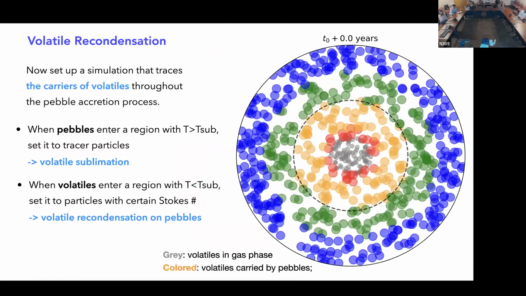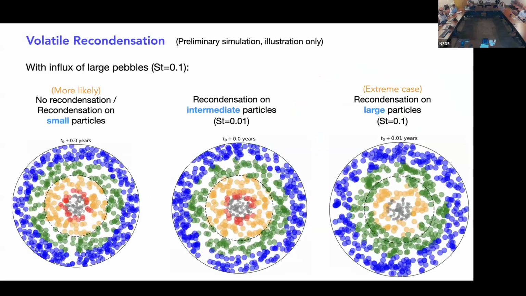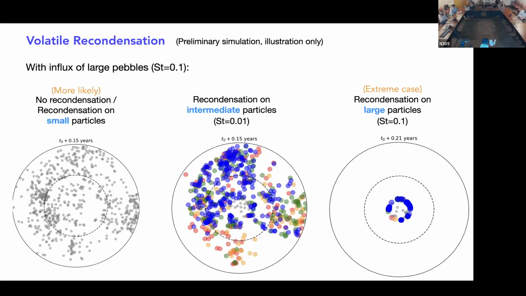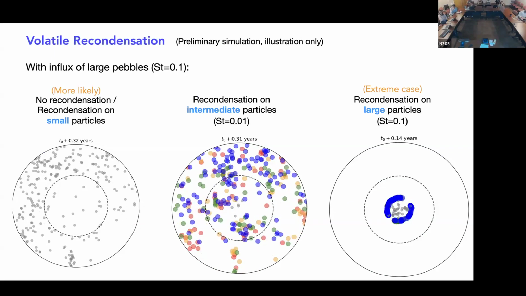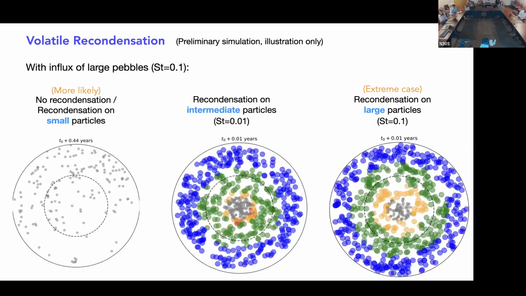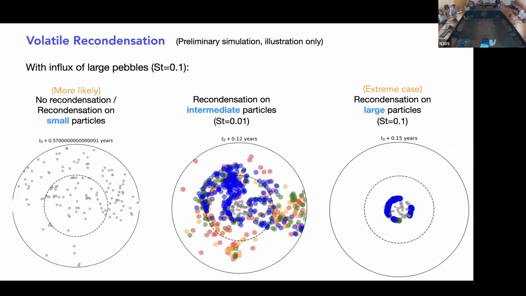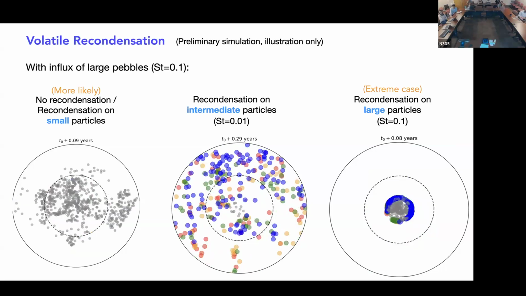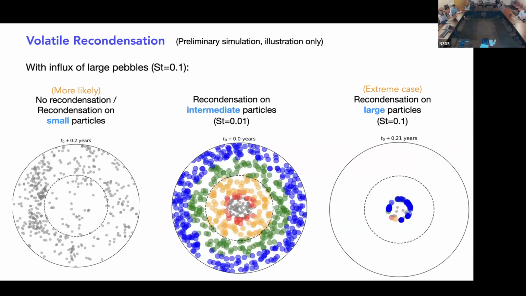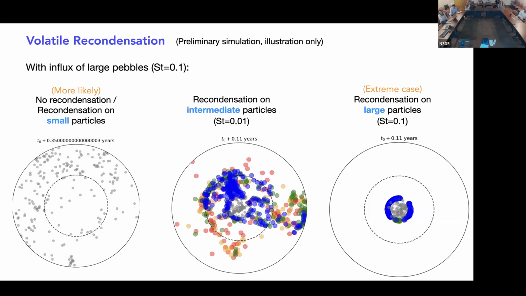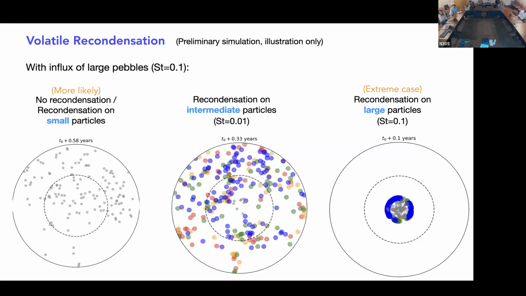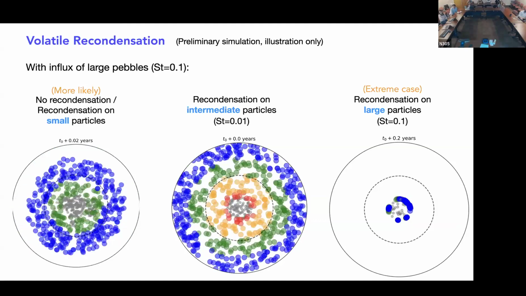And I think I will just skip this one. This is basically the part where I also want to consider recondensation, but then recondensation onto different sizes of pebbles also matters. If the volatiles are recondensed onto big pebbles, then they will basically pile up at the sublimation line and will never get diffused out. So this is something that we're trying to figure out, whether it's important or not.